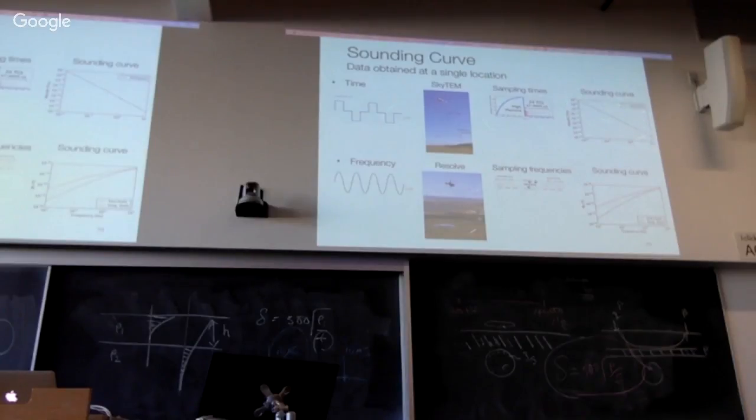This is the curve that contains the information about your conductivity. So you need to dig that out. In the frequency domain, your sounding curve is actually like 2 curves, because there's an in-phase and an out-of-phase part. But again, this curve contains the information about the conductivity.